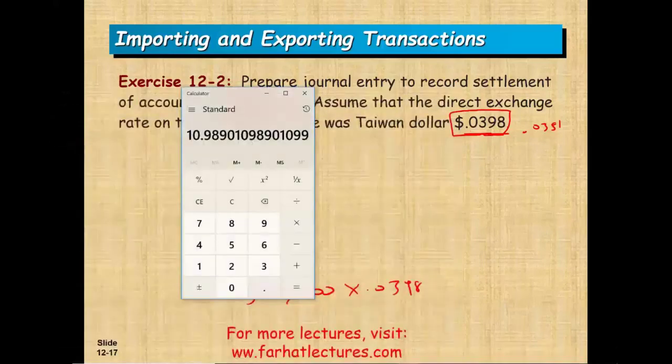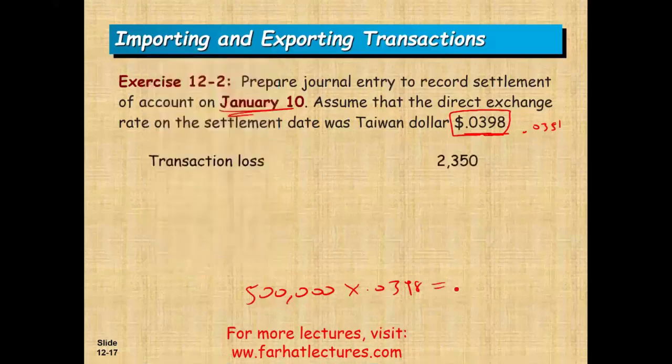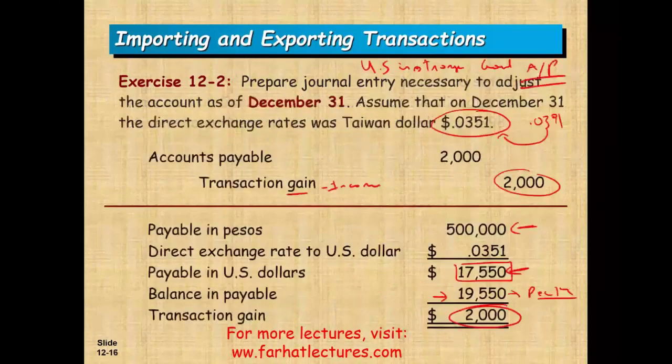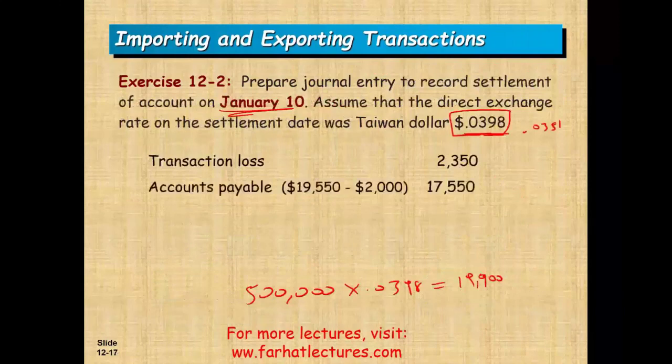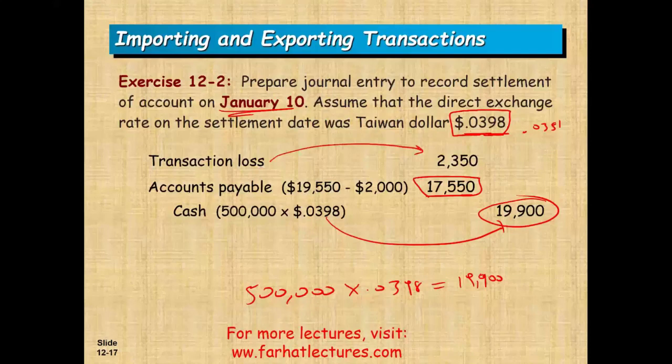Let's see how much do we need. 500,000 times 0.0398. We need 19,900. We need 19,900 to settle, because we have a payable. And the last time we thought our payable was 17,550. Okay, last time we did measure the transaction. Well, simply put, we need to come up with cash, 19,900. Our payable is 17,550. Now we have a transaction loss of 2,350.